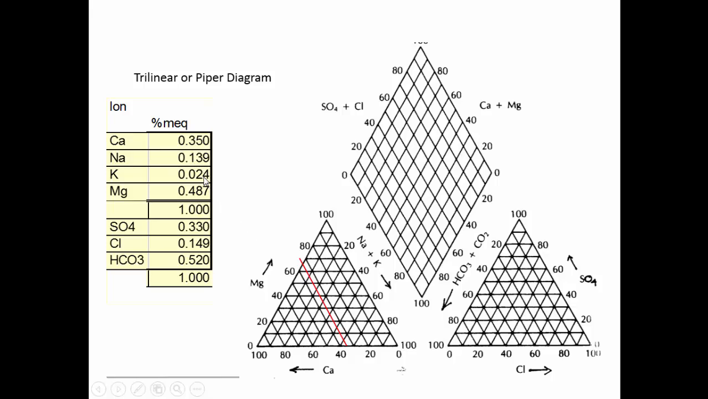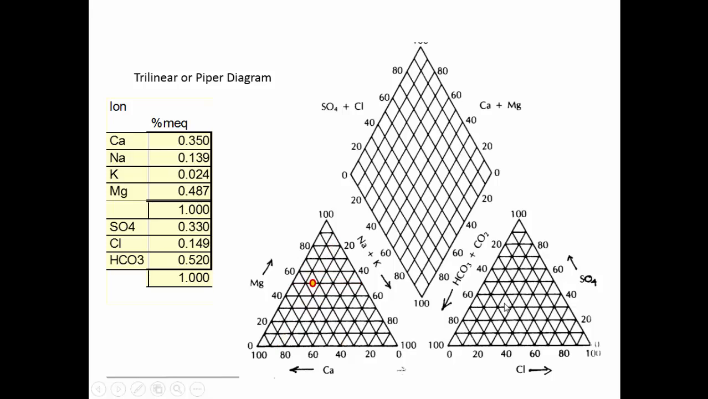And then sodium and potassium add together about 14. So there's 10, there's 15, 14, something like that. And then magnesium. So magnesium is measured up from here, 20, 30, 40, 50. It goes right there. So this water composition plots at that point right there.